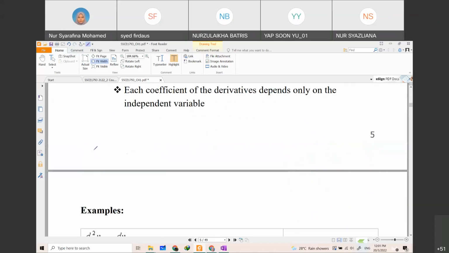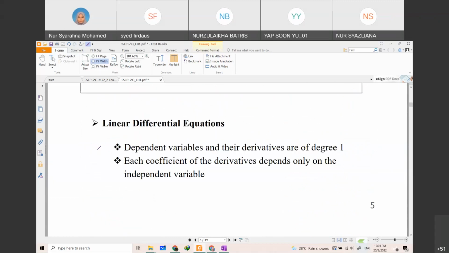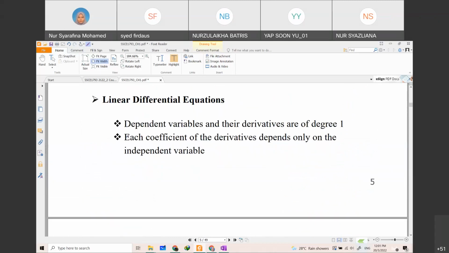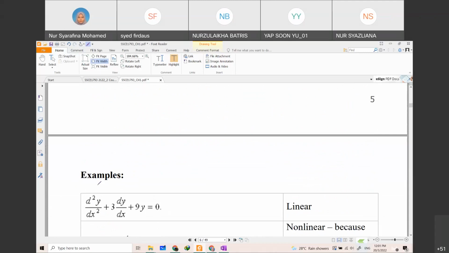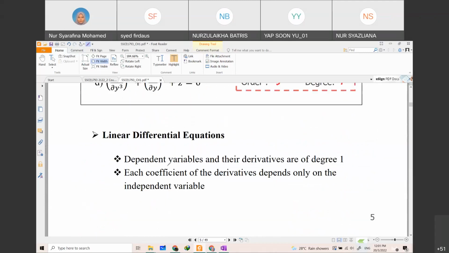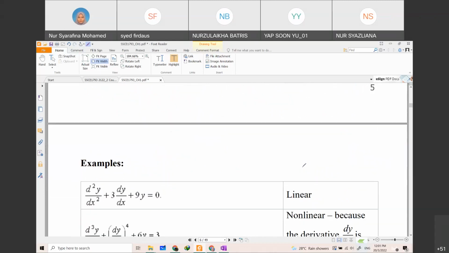Let's try to understand the linearity first here in differential equation. Dependent variables and their derivatives are of degree one. So let's take a look at this first example. We have dependent variable y. So y is to the power of 1 here, right? And degree of this one is 1. Degree of this one is 1.